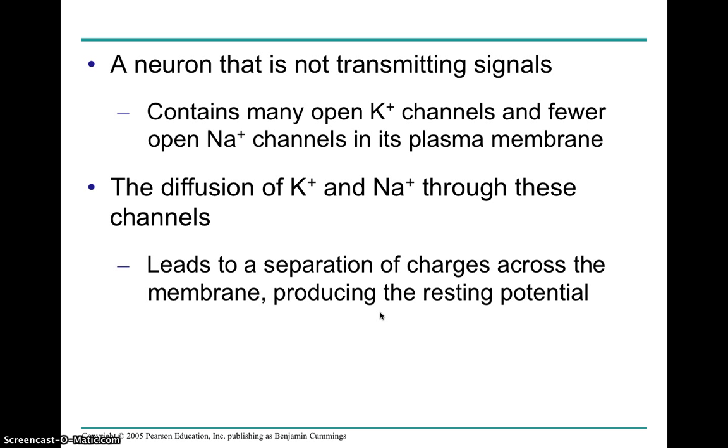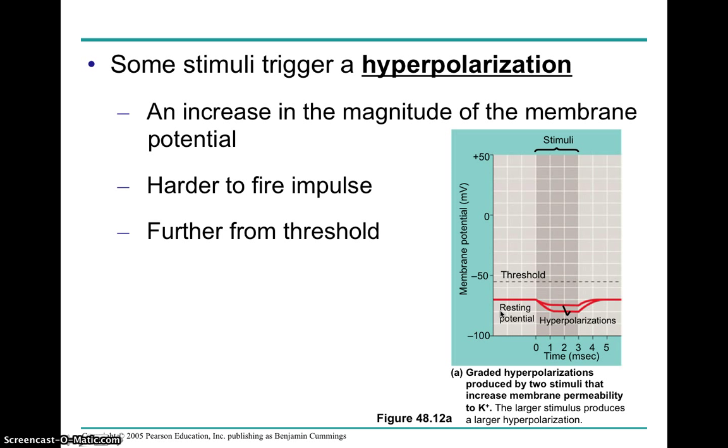So a neuron that's not transmitting has many open potassium channels. These are the potassium leak channels that I described. And there are fewer open sodium channels. These are sodium leak channels. They're just pathways for sodium to pass through, but there's very few of them. The diffusion of potassium and sodium through these channels creates a separation of charges. This is the actual membrane potential that is occurring at rest, at negative 70 millivolts. And we'll take a pause on this one.